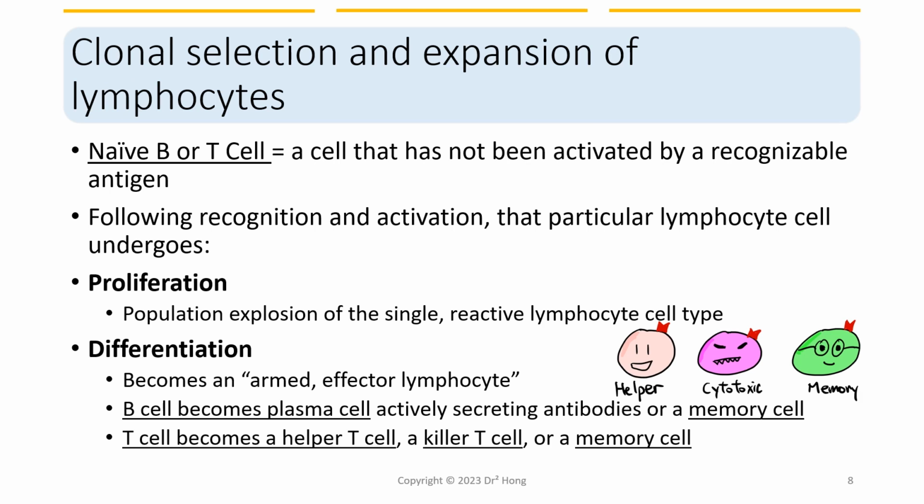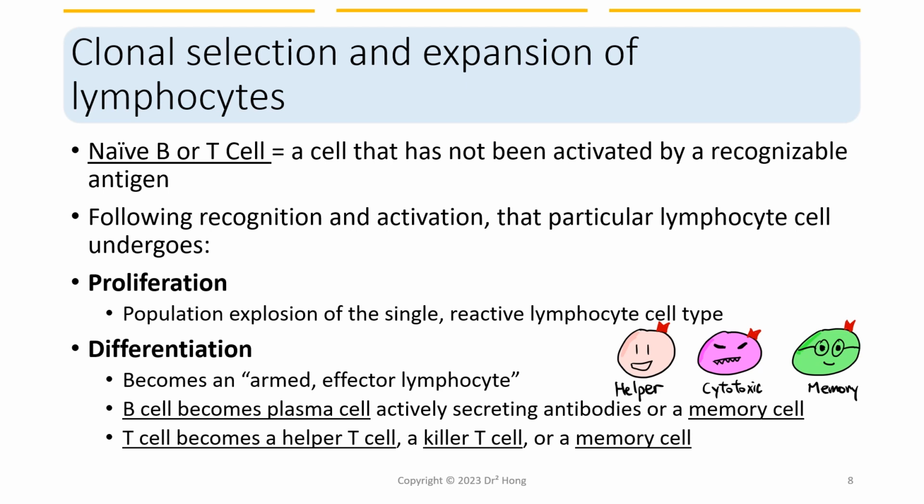Now, before they start to gain all this specificity, both of them begin at a stage we call naive B cells or T cells, which is a cell that has not been activated by a recognizable antigen. After it is presented with an antigen, following recognition and activation, that particular lymphocyte will undergo two processes. First is proliferation, meaning to expand the population that is specific for that given antigen. Then it also starts a process called differentiation, becoming a so-called armed effector lymphocyte.